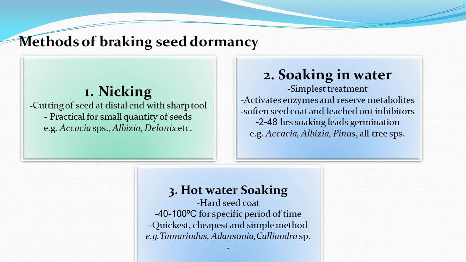What happens? Due to soaking, water molecules enter the seed and lead to activation of enzymes and reserve metabolites present within the seed, which leads to softening of the seed coat and leaching out of inhibitors present within the seeds, and it leads to germination of the seed. This method is practically applicable to the seeds of acacia, albizia, pinus. Mostly in all tree species, we can easily apply this method to break seed dormancy.